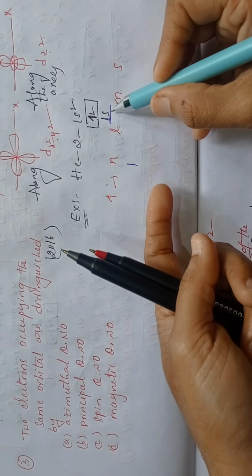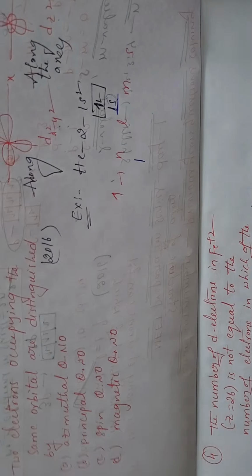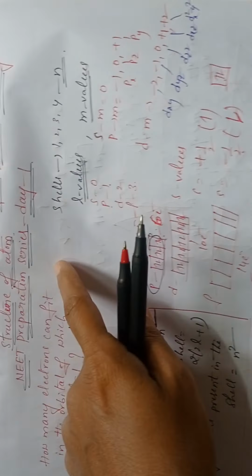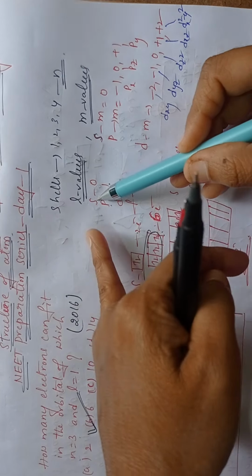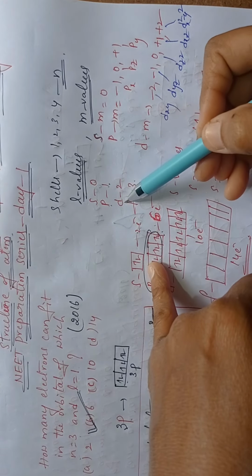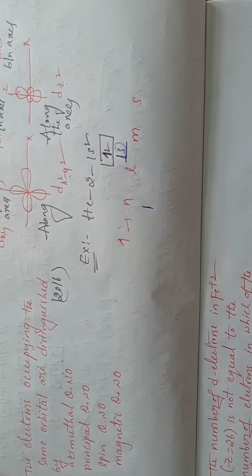For the azimuthal quantum number, for the S subshell, how much, students? For the S subshell, 0. Correct? Last time I discussed this. For the S subshell the L value is 0, P subshell 1, D subshell 2, F subshell 3. Are you clear? L value. Just remember these values, students, then you can easily answer this question.